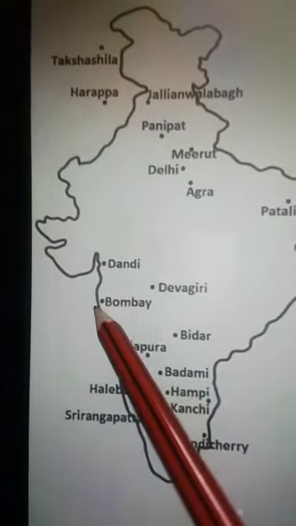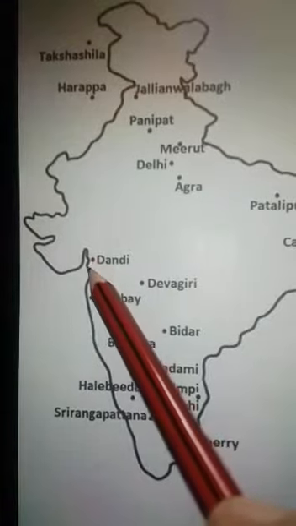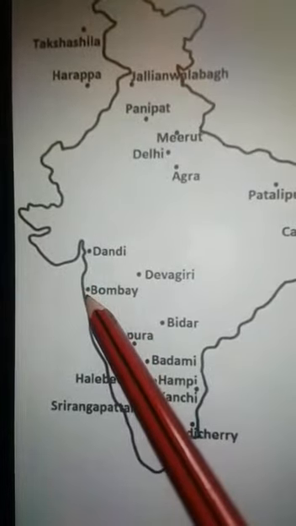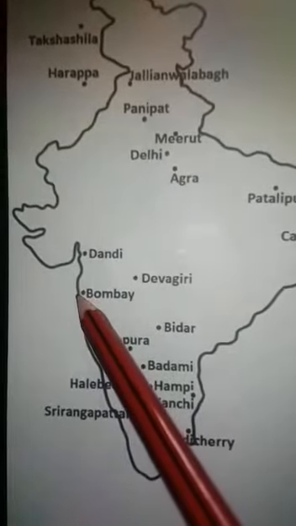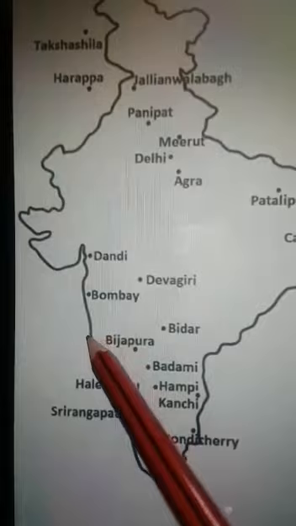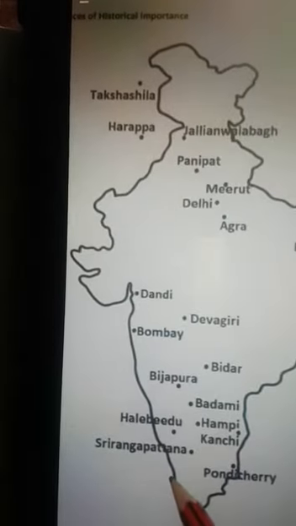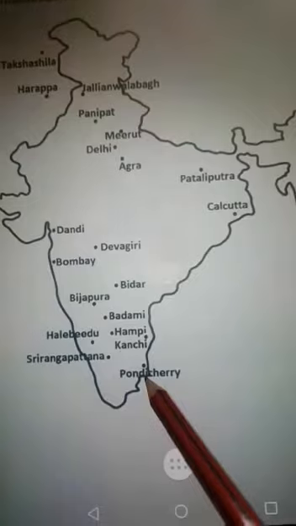And further down, now there are no clues possible. So from Dandi, if you come downward, maybe for 2 centimeters, you can mark one more point very close to the outline. That should be Bombay. And further, when you come down, the next place you can mark is Pondicherry.